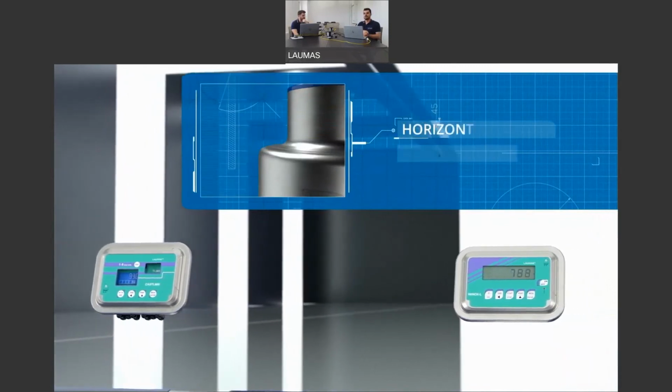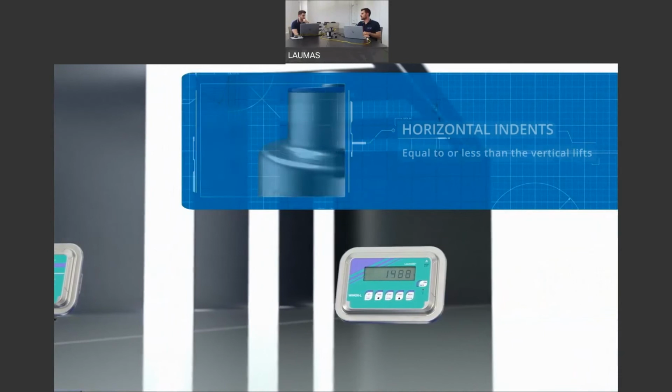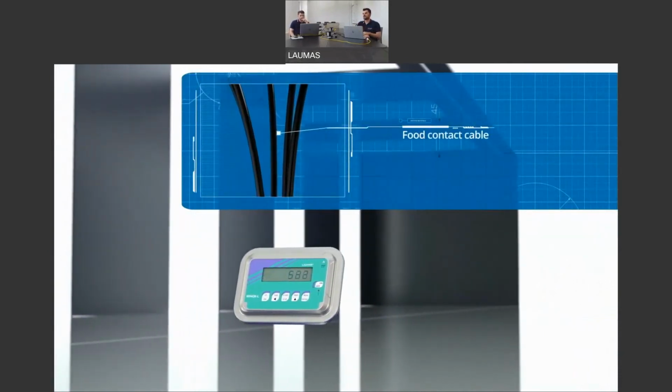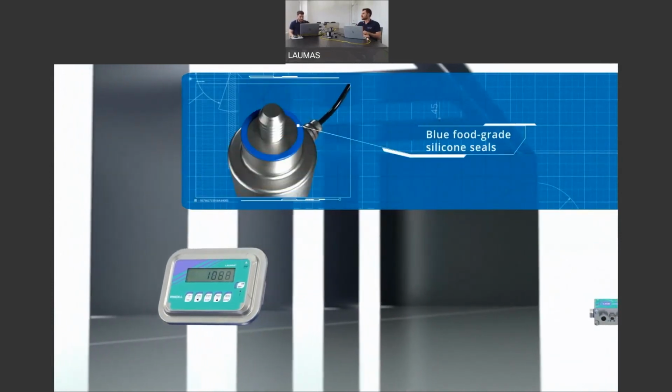The corners are joined up with horizontal indents equal to or less than the vertical lifts. They also feature a food contact cable and blue food-grade silicone seals, which are easily visible in the event of losing any fragments.